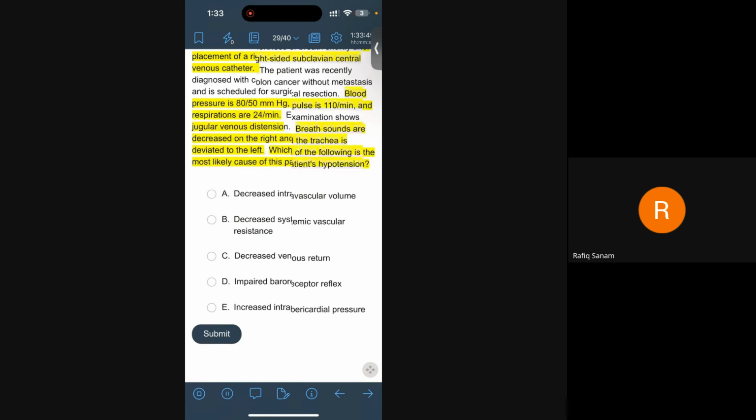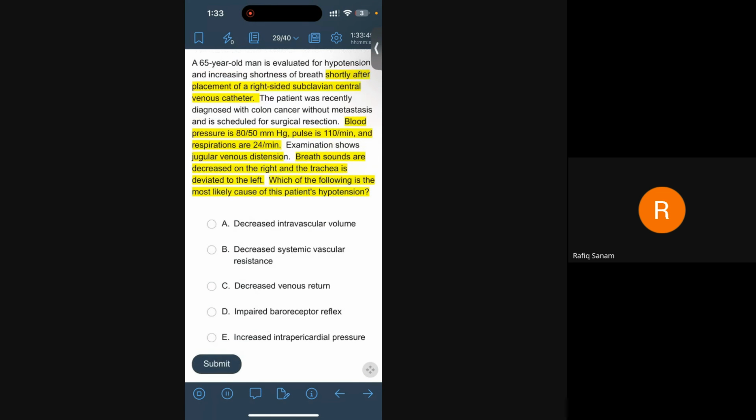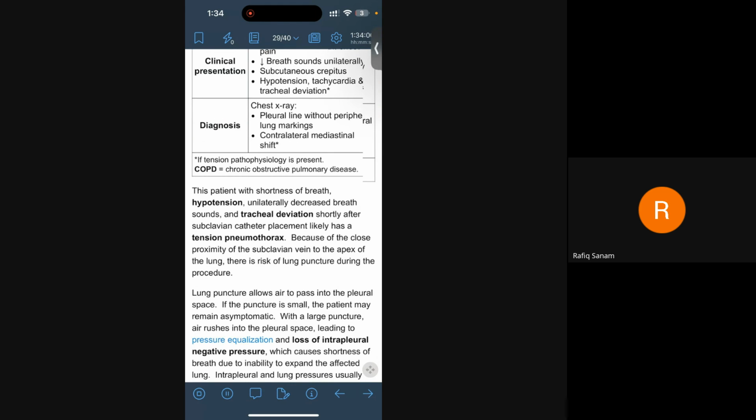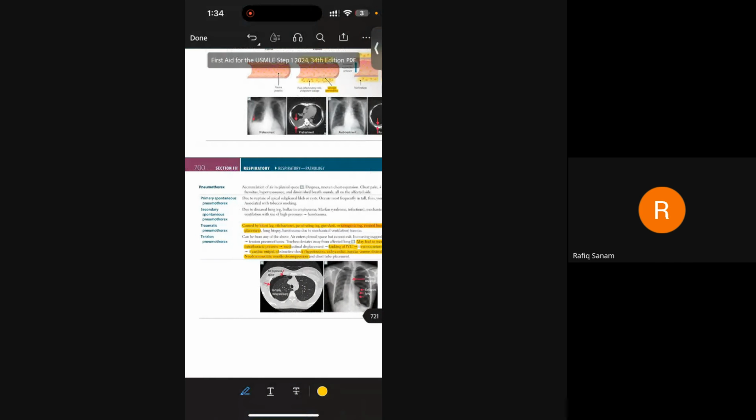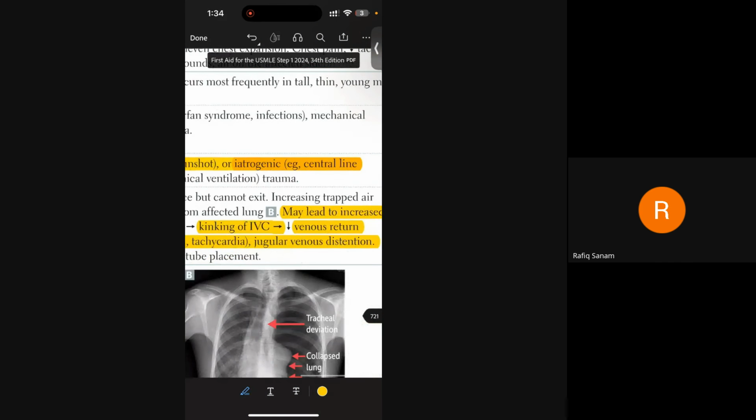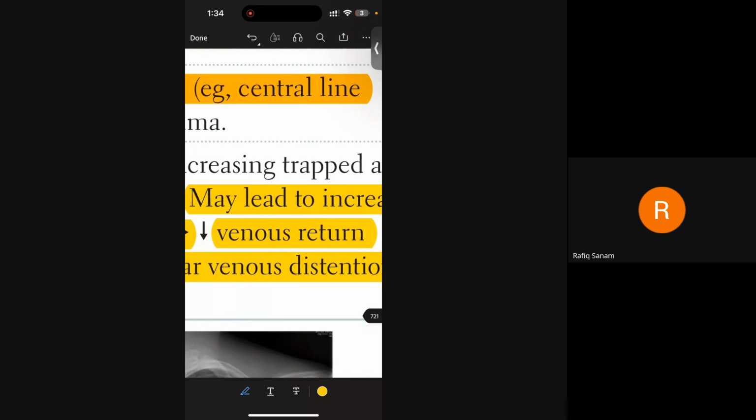So what will be the answer here? Decreased venous return, because the inferior vena cava is kinked, due to which the venous return is going to decrease. Pneumothorax, kinking, decreased venous return.